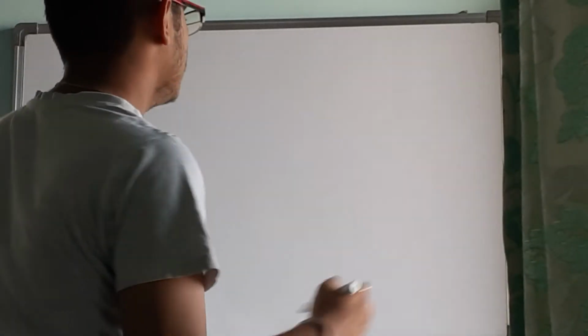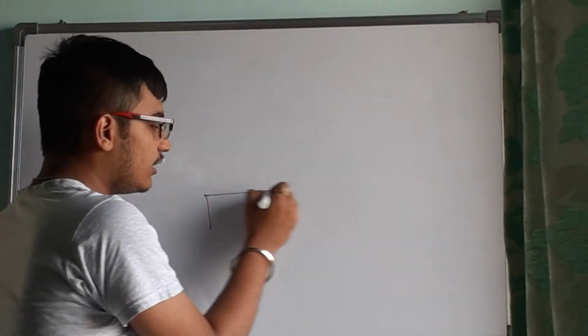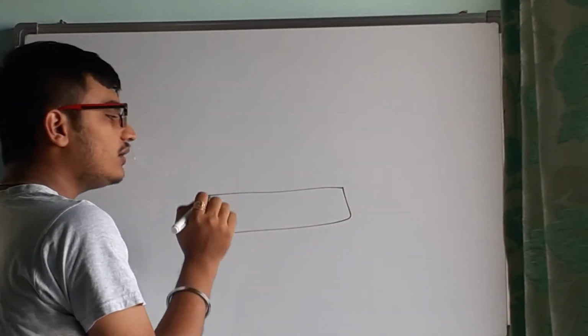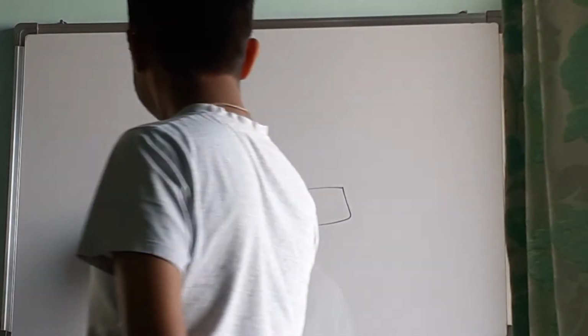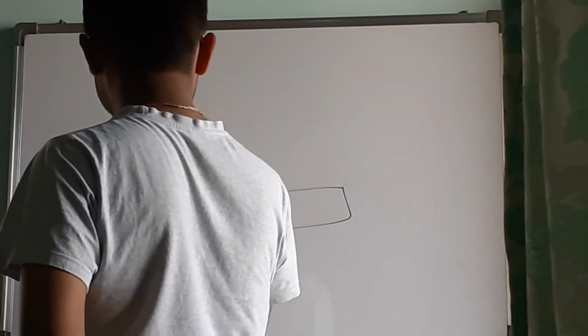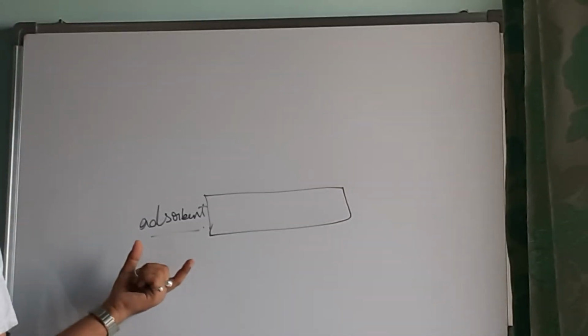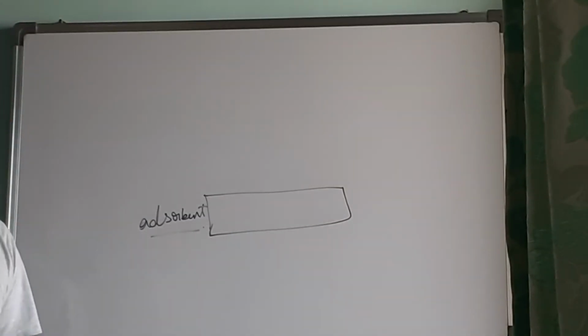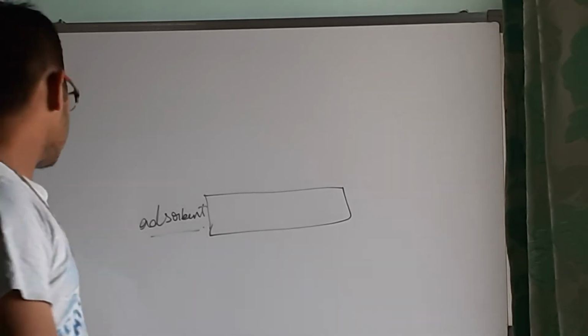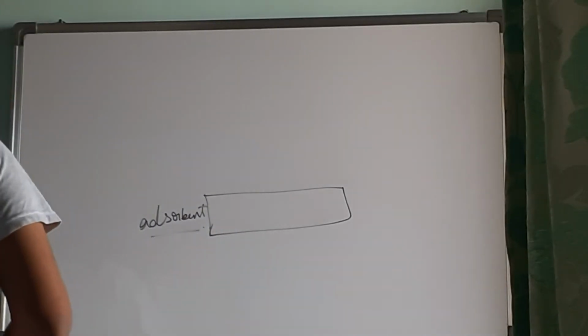Now we have to see on what basis we select the adsorbent, and what should be the nature of that adsorbent. What should be the nature of this adsorbent and on what basis we select it is our main task. So now we will discuss the nature of adsorbent.